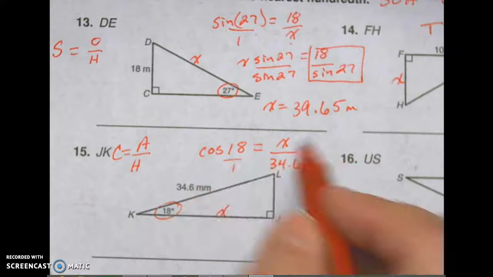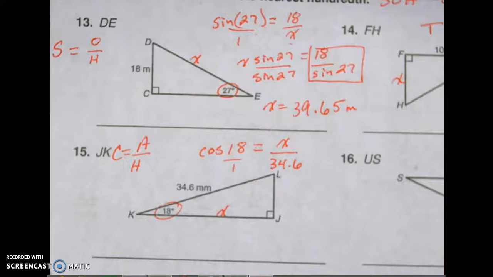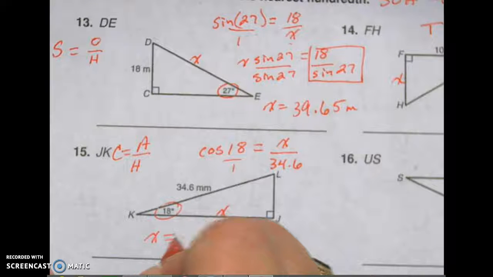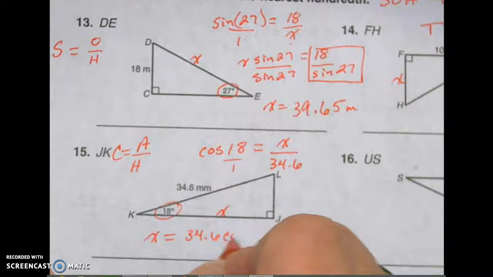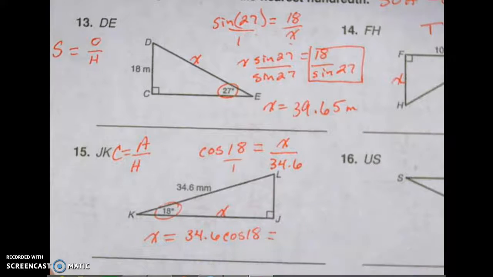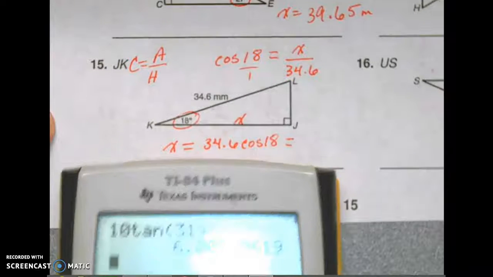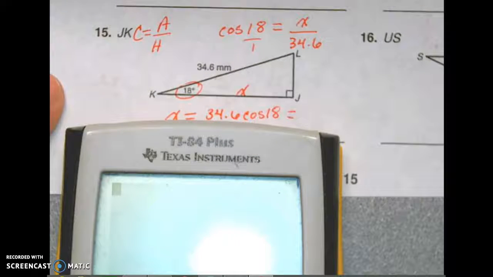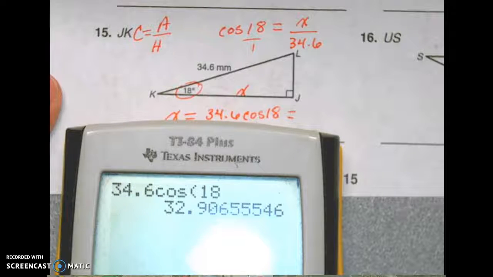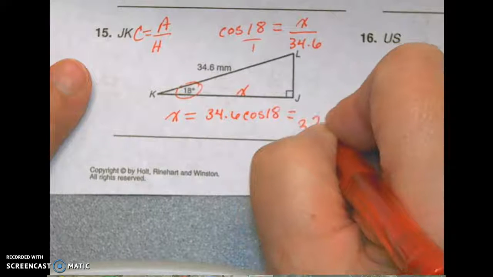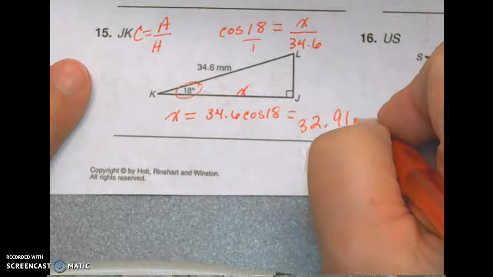Again, if I'm solving this problem, I can tell that my x will equal those two numbers multiplied together. So in order to find x, I want 34.6 times the cosine of 18. And that's just a number to punch in my calculator. Make sure that mode is in degrees. We set that up the very first thing. And I want 34.6 times the cosine of 18. And I end up with 32.906. If I'm rounding to the nearest hundredth, that's 32.91, and I'm in millimeters.